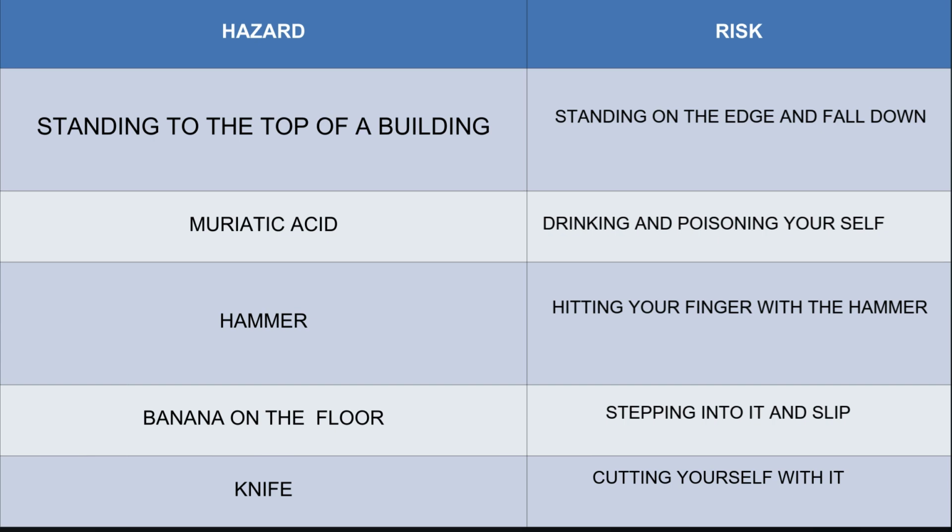Let's take a moment to analyze some common hazards and the risks they pose in our environment. First, imagine standing at the top of a building. The risk here is clear: standing too close to the edge can lead to a fall, which could be extremely dangerous. Next, consider muriatic acid. If mishandled, it can lead to poisoning. Always ensure you are using the proper protective gear and know the safety protocols when dealing with chemicals like these.